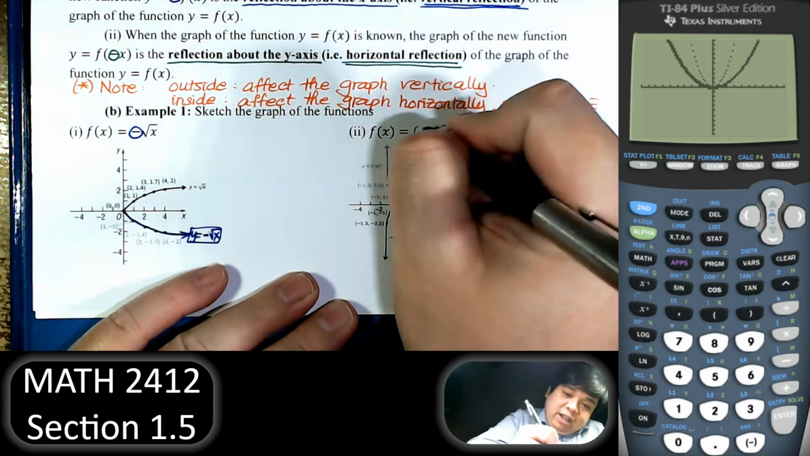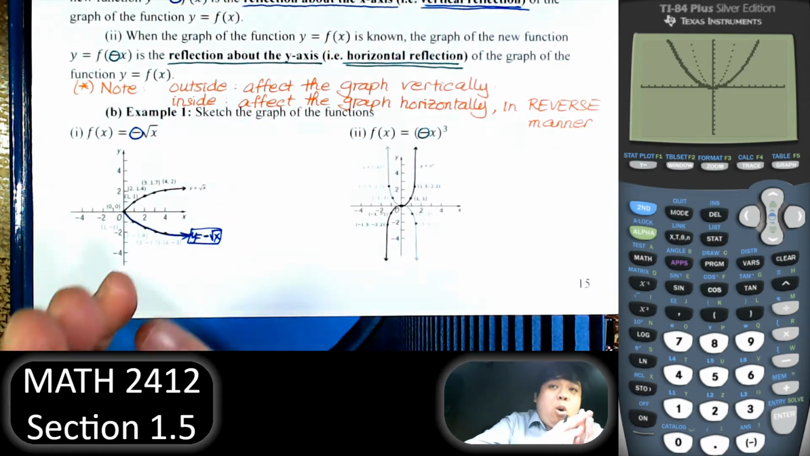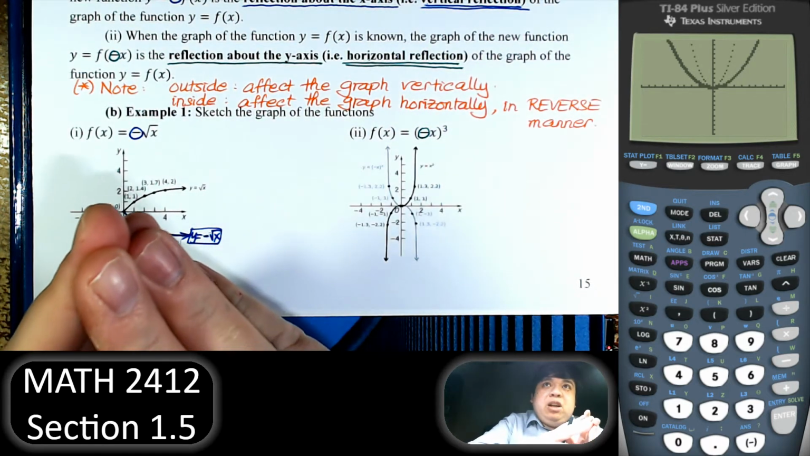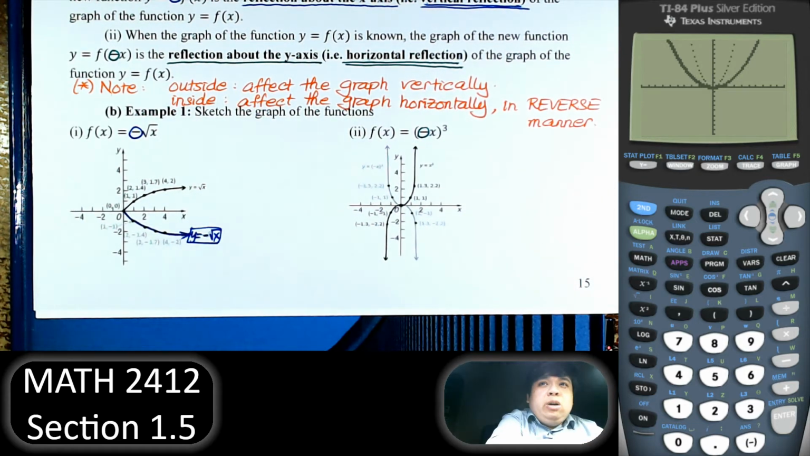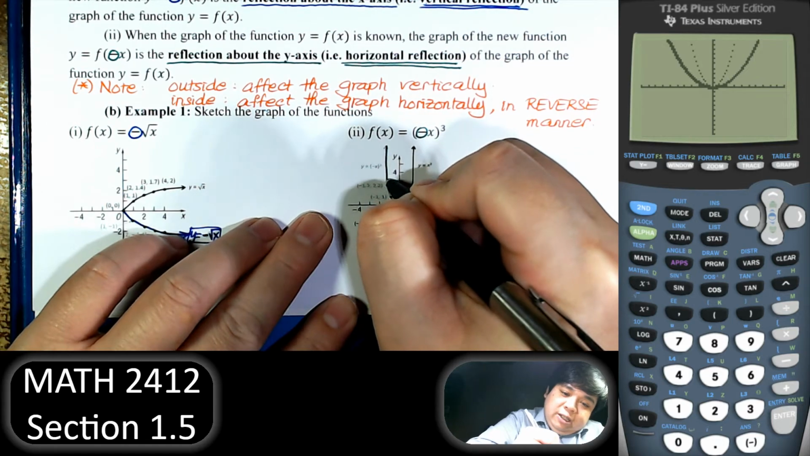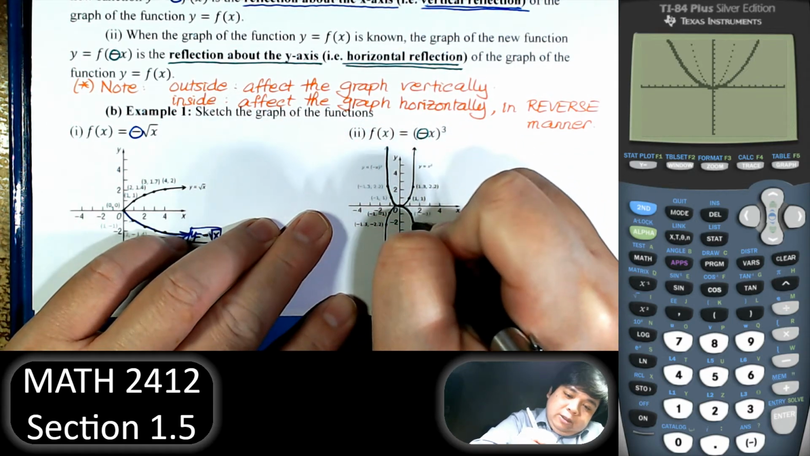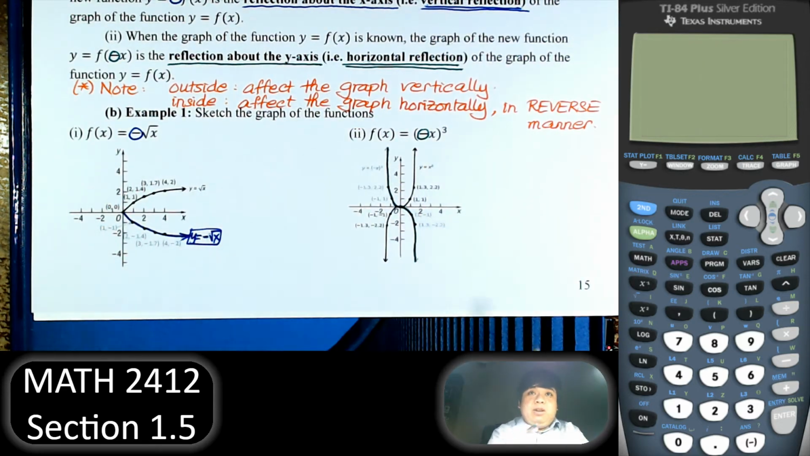Now, if we have the negative inside of the parentheses, it will affect the graph horizontally in the reverse manner. But in terms of reflection, all the x values multiplied by -1 is still the same. When the x value is multiplied by -1, the point on the right becomes left, and left becomes right, because the x value changed sign. So we have horizontal reflection if it is negative with the x.